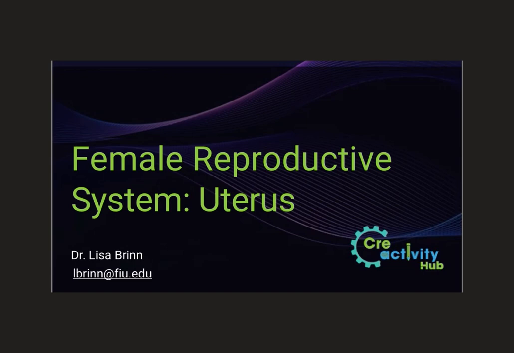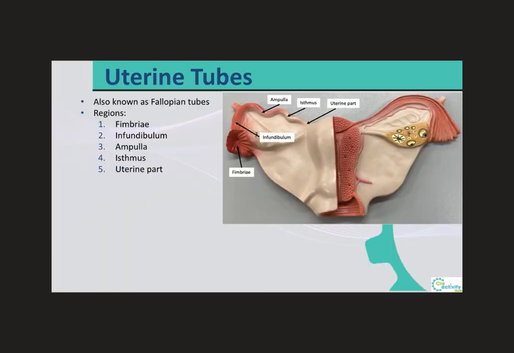Hello everyone. In this lecture, still within the female reproductive system, we're going to be talking about the uterus and its components. Let's start with the uterine tubes, which are these hollow muscular tubes that will nourish the oocyte and transport it from the ovaries all the way to the uterus.